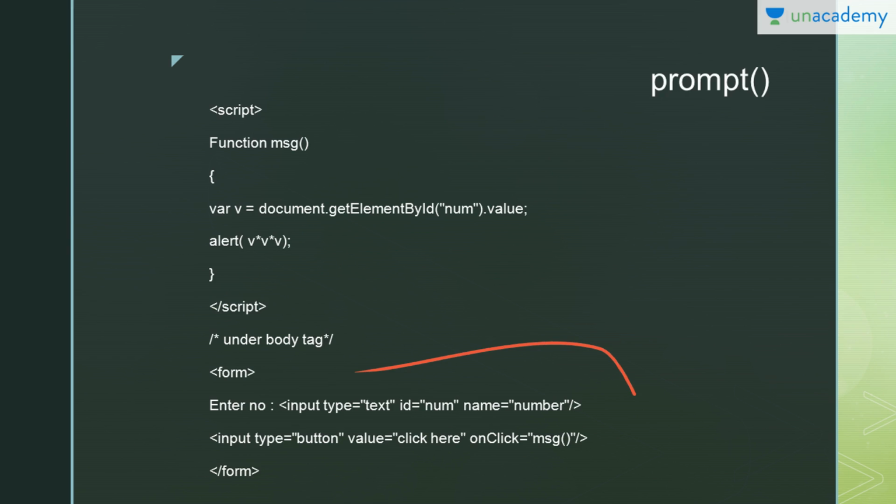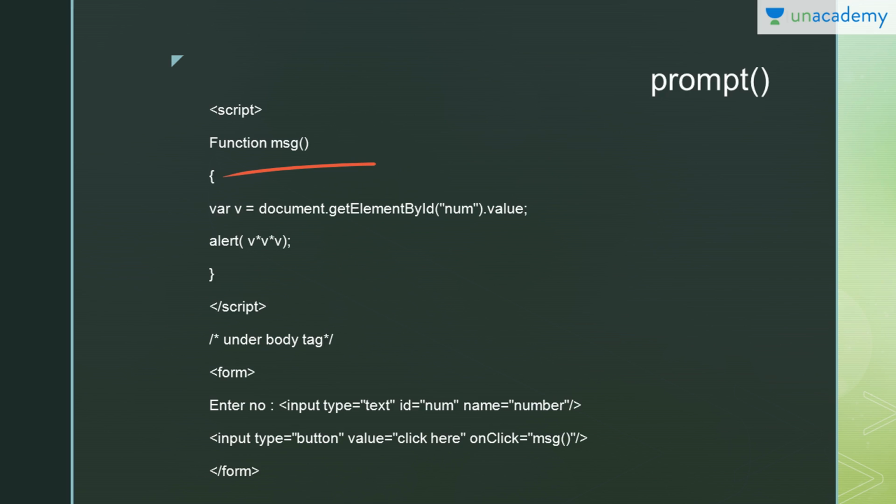Then you create a form, and here is the enter number field. Here the user will enter the number. After that, here is the button where the message function is called, right? So this is an example for getElementById.